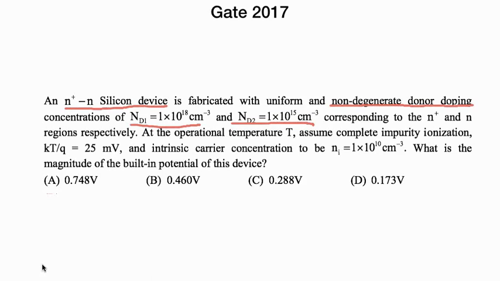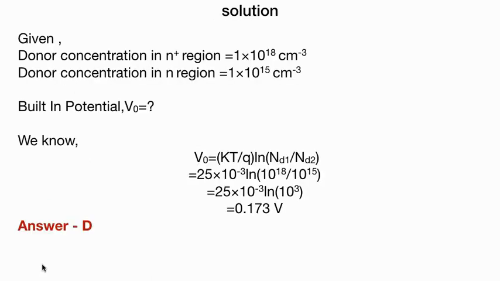We have known that V0 depends on both the concentrations, and the magnitude will be dependent on the donor concentration in one over the donor concentration in another. The built-in potential is V0 equal to kT by q natural log of Nd1 over Nd2. It gave me 1.73 volts.